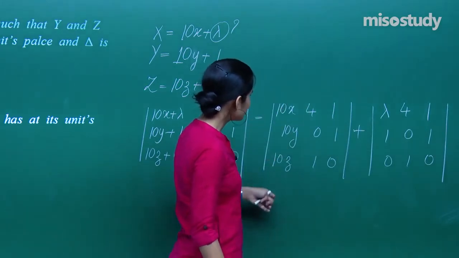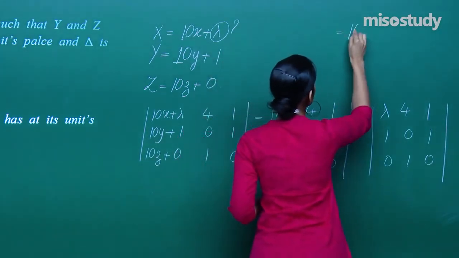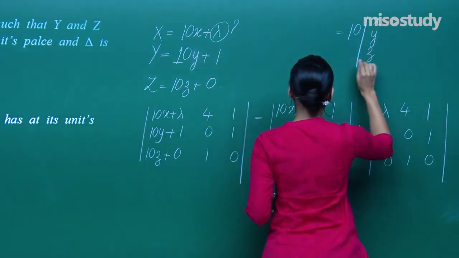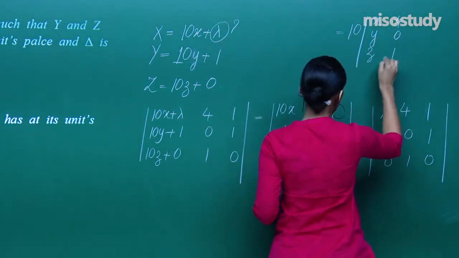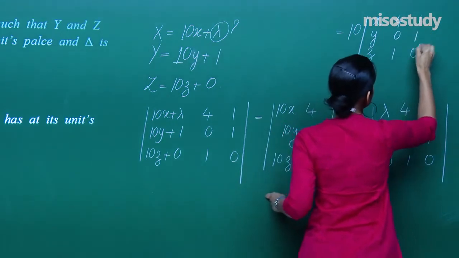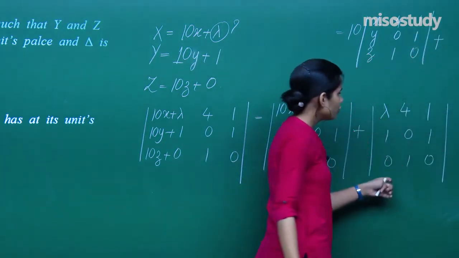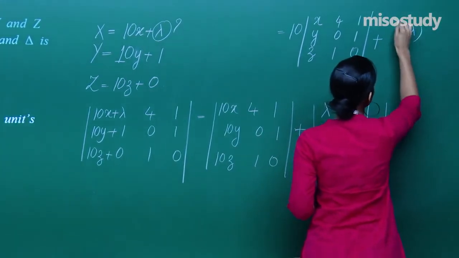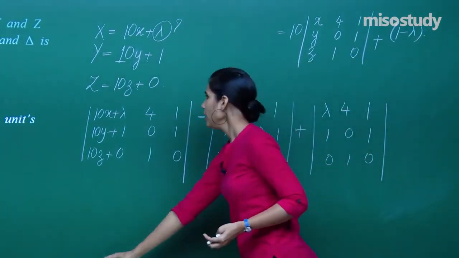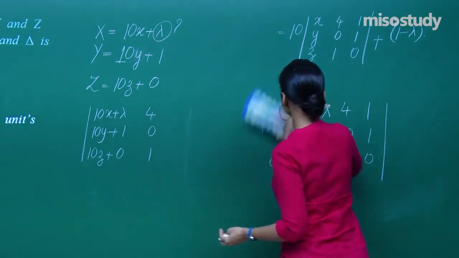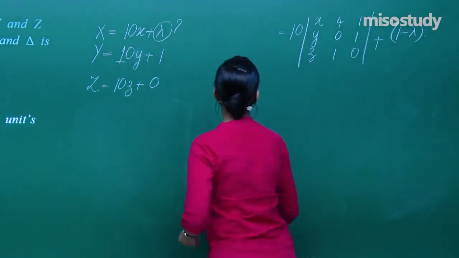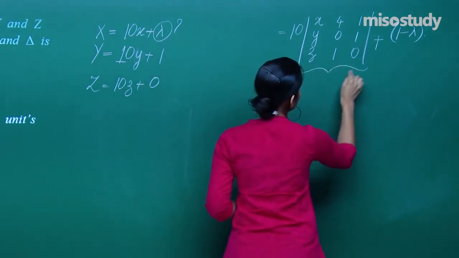Clearly from here you can see I can take out 10 common. I am left with x, y, z, 4, 0, 1, 1, 1, 0. Plus, when you evaluate this very easily, you will be getting 1 minus lambda. Now, basically, I can just think of it as some k.